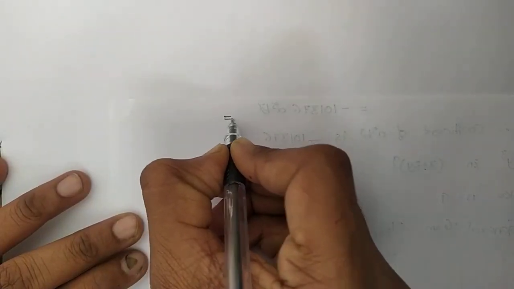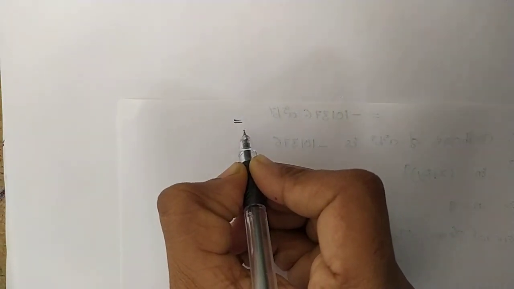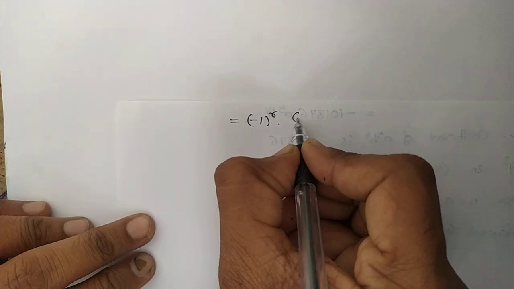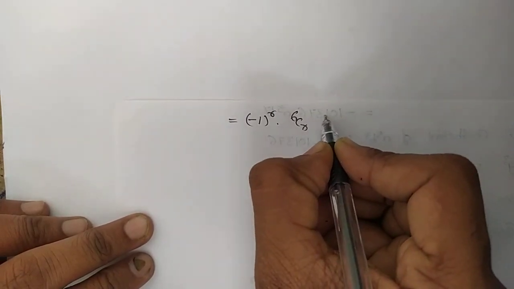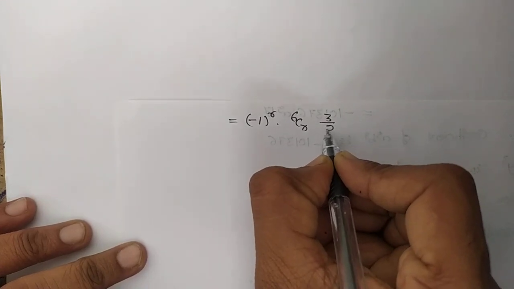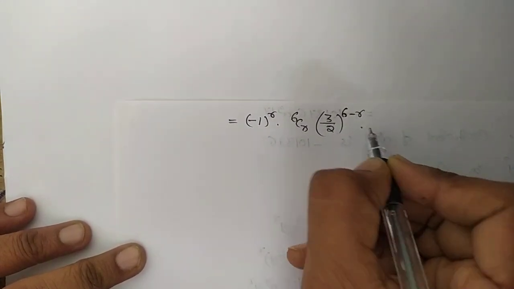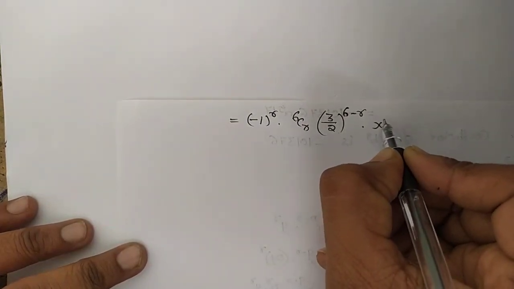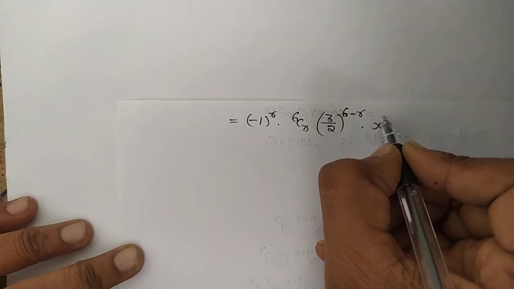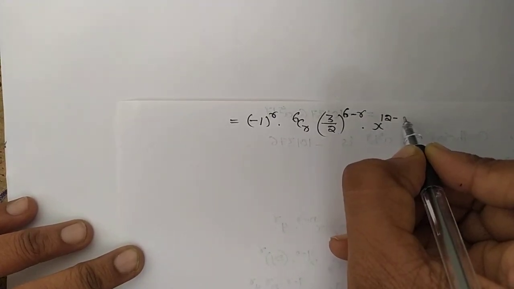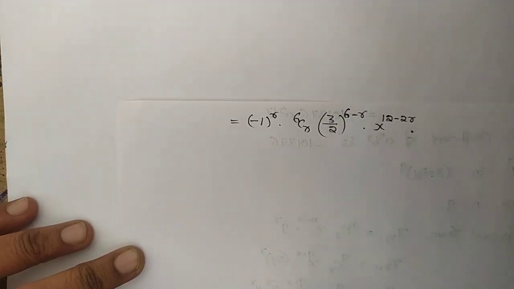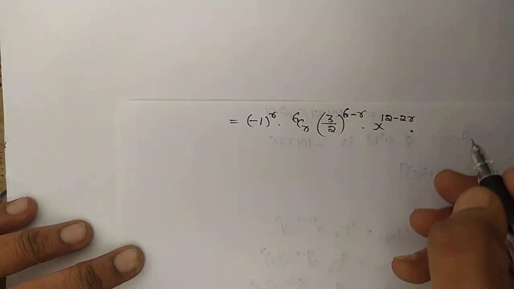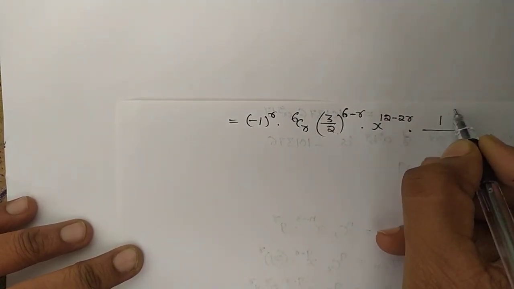That is equals to, see the previous step. In the previous step what we have: minus 1 whole power r into 6cr into 3 by 2 whole power 6 minus r. You just keep it as it is, into x square whole power 6 minus r is there. 2 into 6 is 12, minus 2 into r is 2r, right? Into next, 1 power r is there.